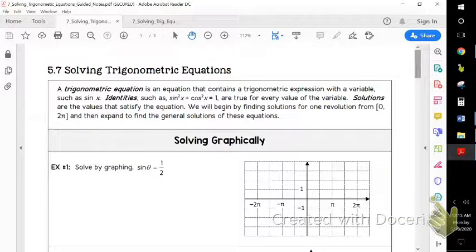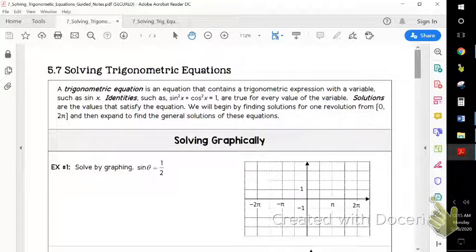Section 5.7 talks about solving trigonometric equations. It says a trigonometric equation is an equation that contains a trigonometric expression with variables, such as sine of x. Identities, remember, such as sine squared plus cosine squared equals 1, are true for every value of the variable, and solutions are the values that satisfy the equation.